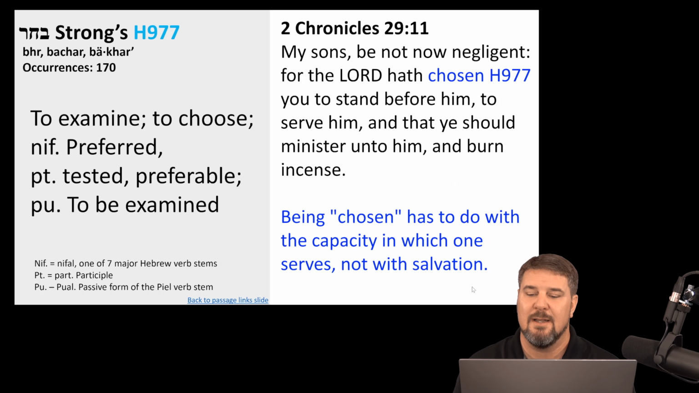2 Chronicles 29:11. Being chosen has to do with the capacity in which one serves. My sons, be not now negligent, for the Lord hath chosen you to be saved?